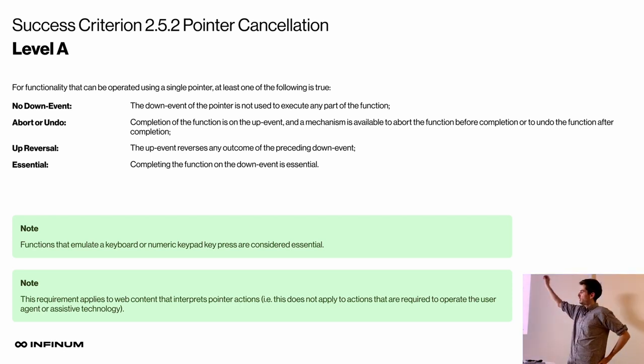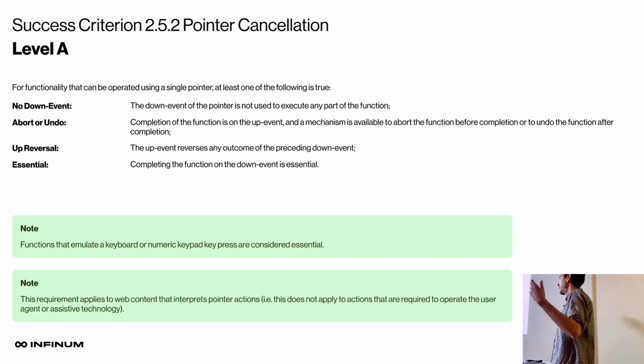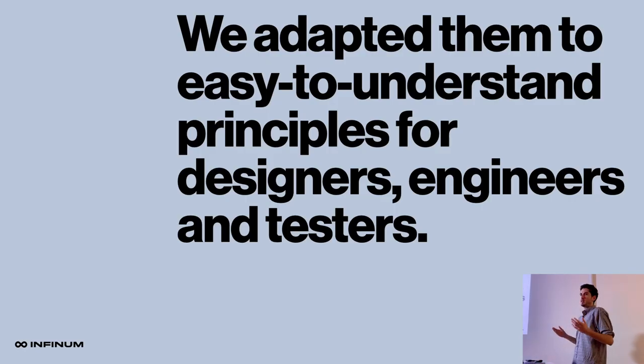For example, here is one criterion about basically undo, because we always have to let users undo things if they make a mistake. And let me read one part for you. So, down event, it's basically like a click, but more abstract, let's say. And they say: down event of the pointer is not used to execute any part of the function. And the opposite of that is up reversal: the up event reverses any outcome of the preceding down event. What? Don't feel bad if you don't get it. It's really difficult to understand. That's why we adapted these rules to easy to understand principles for designers, engineers, and testers.